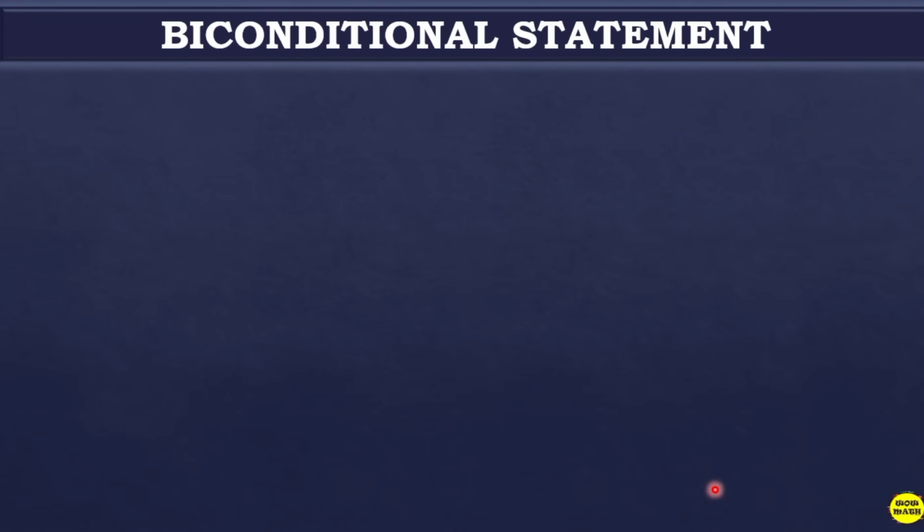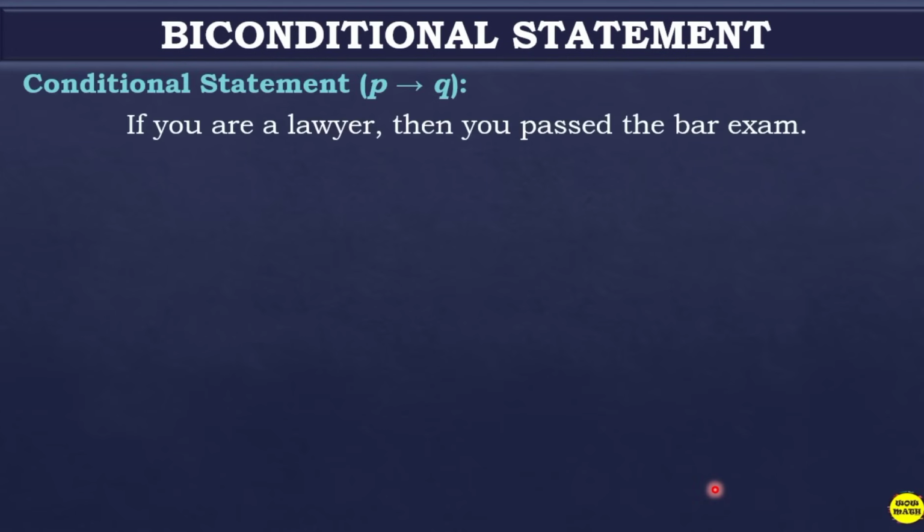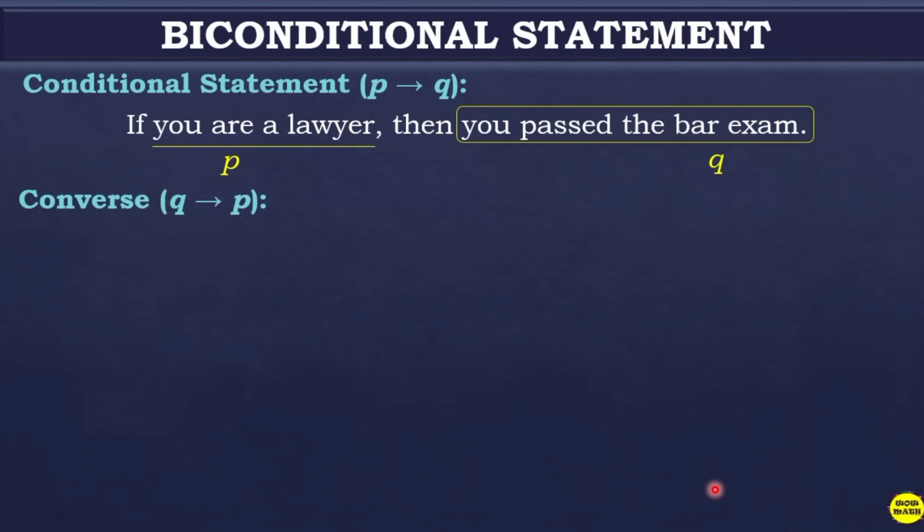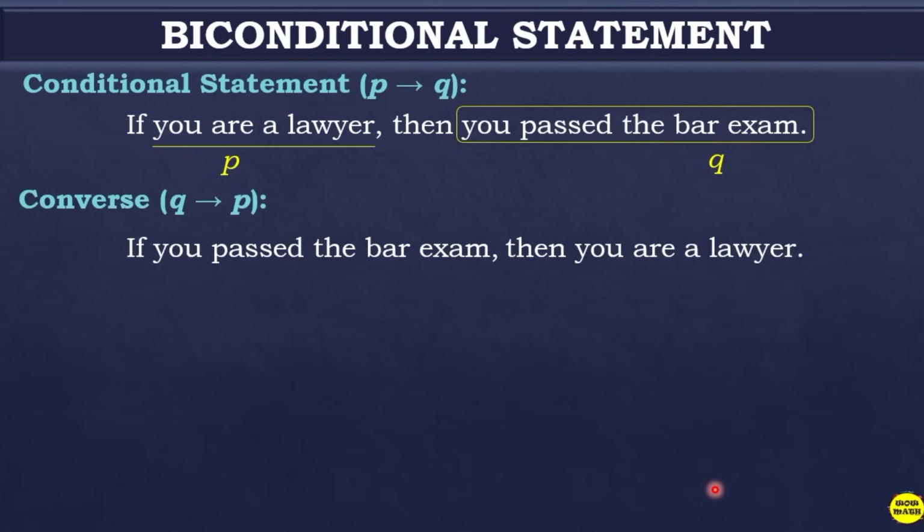Let's have another example. So, if your conditional statement is, if you are a lawyer, then you pass the bar exam. So, you are a lawyer. This is your hypothesis. Then, after then, that is your conclusion. That is your Q. Okay? So, your converse here is, if Q, then P. So, interchange lang natin. If you pass the bar exam, then you are a lawyer.